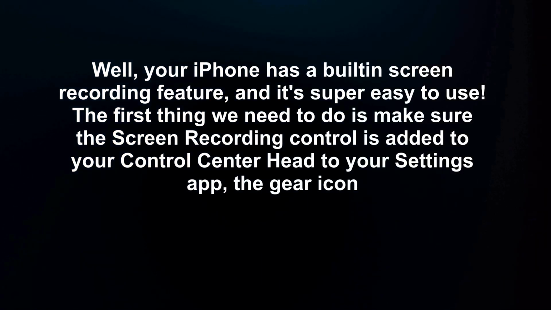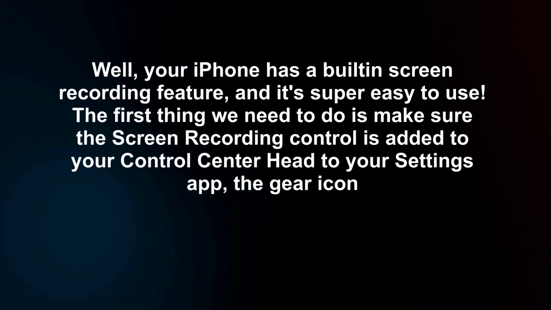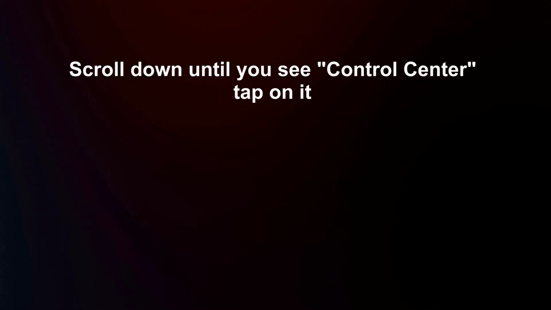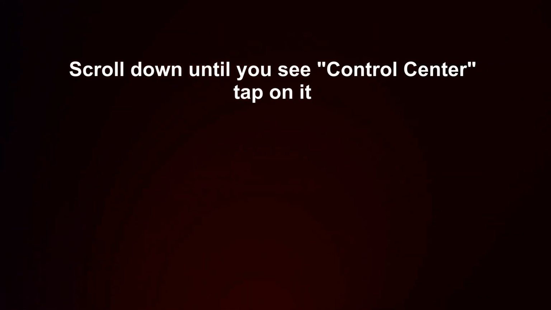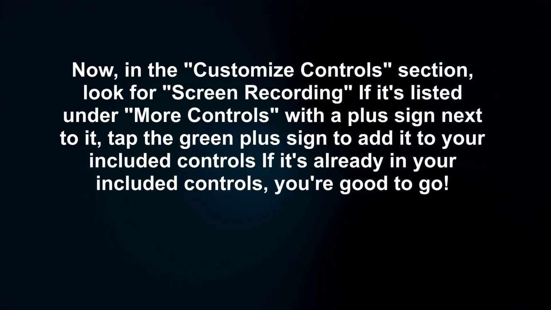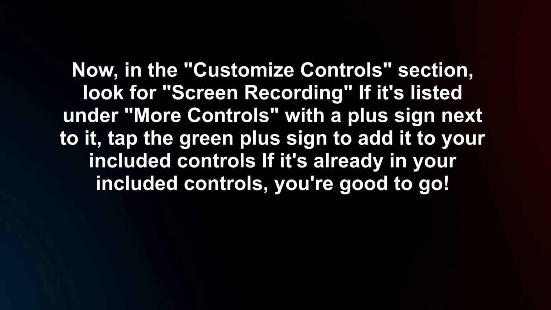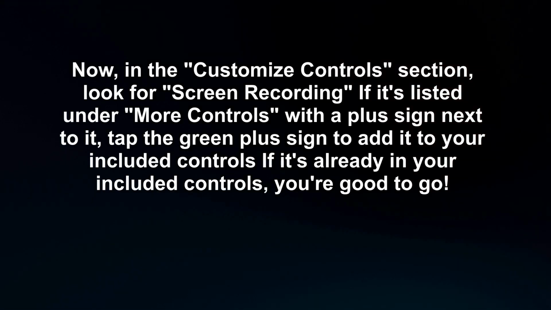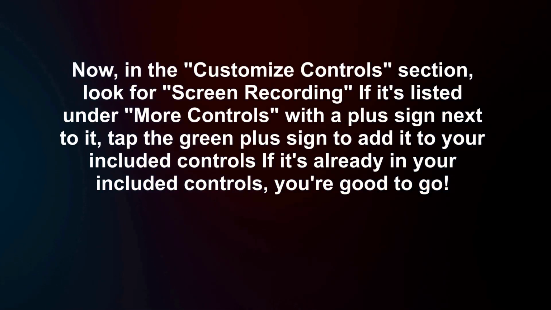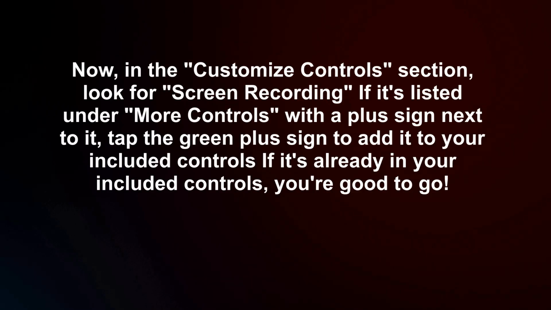The first thing we need to do is make sure the screen recording control is added to your control center. Head to your settings app, the gear icon. Scroll down until you see control center, tap on it. Now, in the Customize Controls section, look for Screen Recording. If it's listed under More Controls with a plus sign next to it, tap the green plus sign to add it to your included controls. If it's already in your included controls, you're good to go.